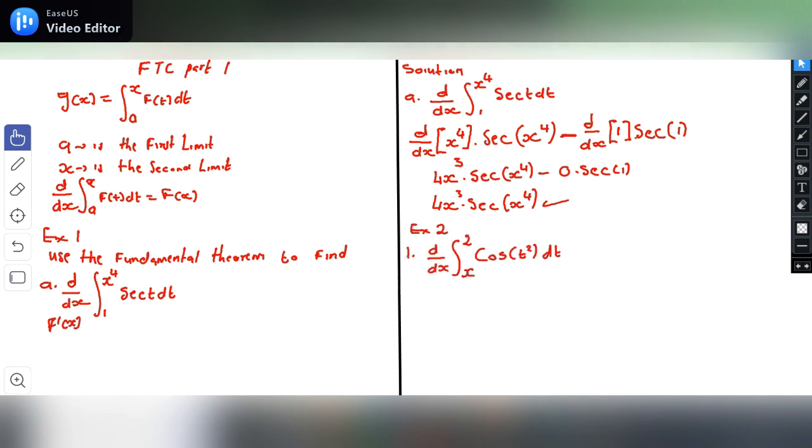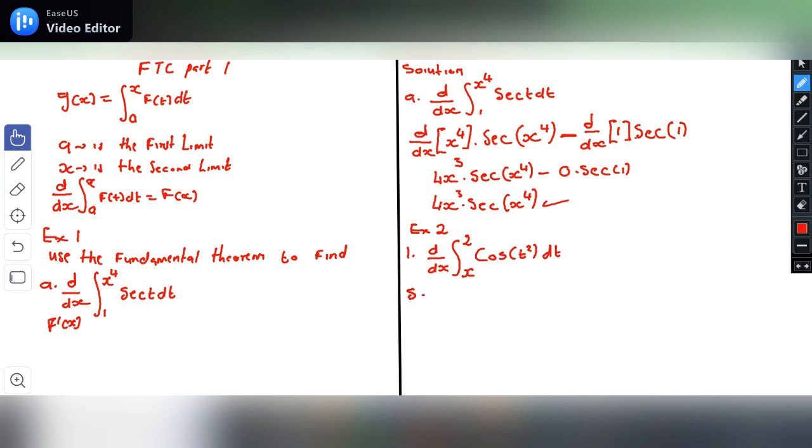Okay guys, here's the second example. You can see that we are not told what we should do, but we're just given d over dx of the integral from a to 2 of cosine of t squared dt. Like I said, if you see this type of question, just know it's the fundamental theorem of calculus part 1.